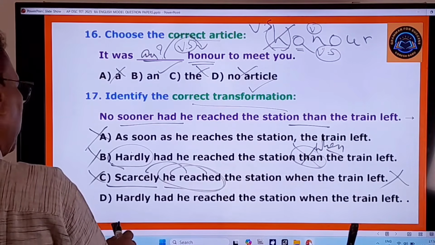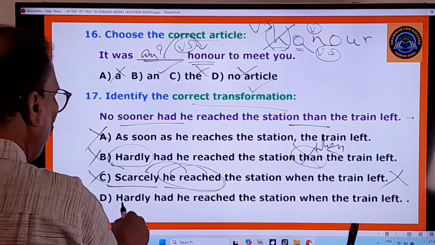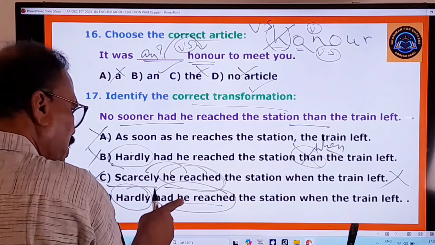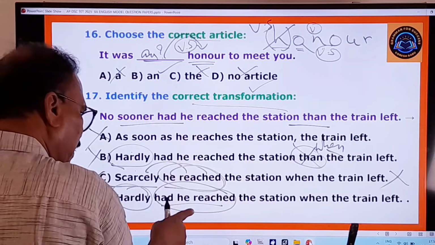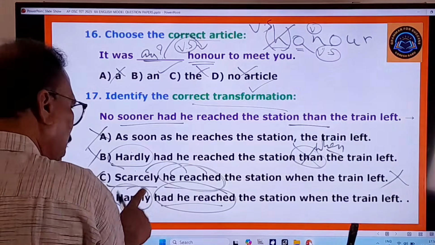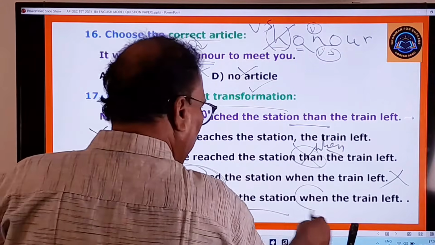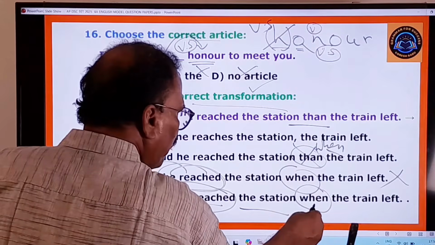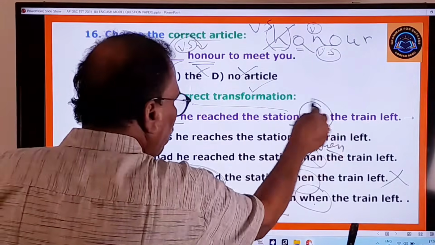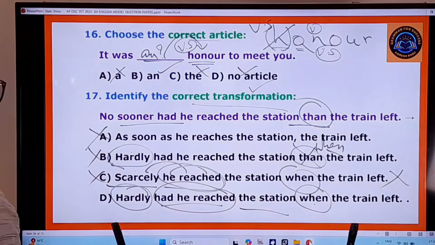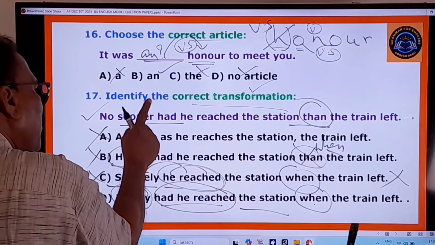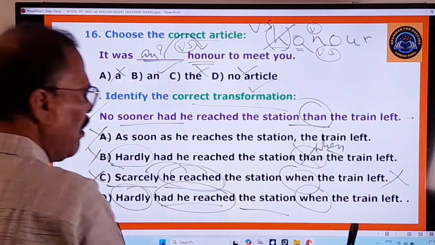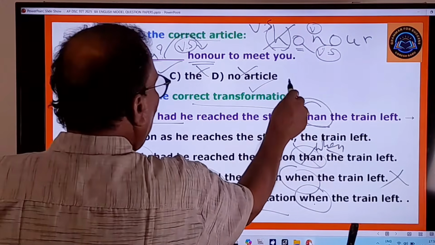Now you look at the D. Now you look at the last option. Hardly had he reached. After hardly or scarcely, the sentence must be in the past perfect inversion. It's a must. Therefore, hardly had he reached the station. After scarcely or hardly, there must be used when. After no sooner, than must be used. All these details you know very well. Therefore, the correct transformation of this sentence is only D, that is, hardly had he reached the station when the train left. So D is your answer.